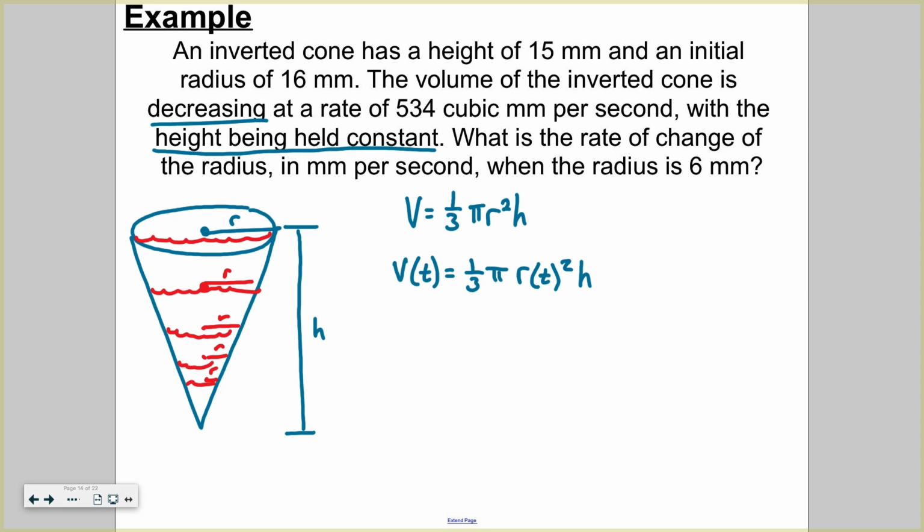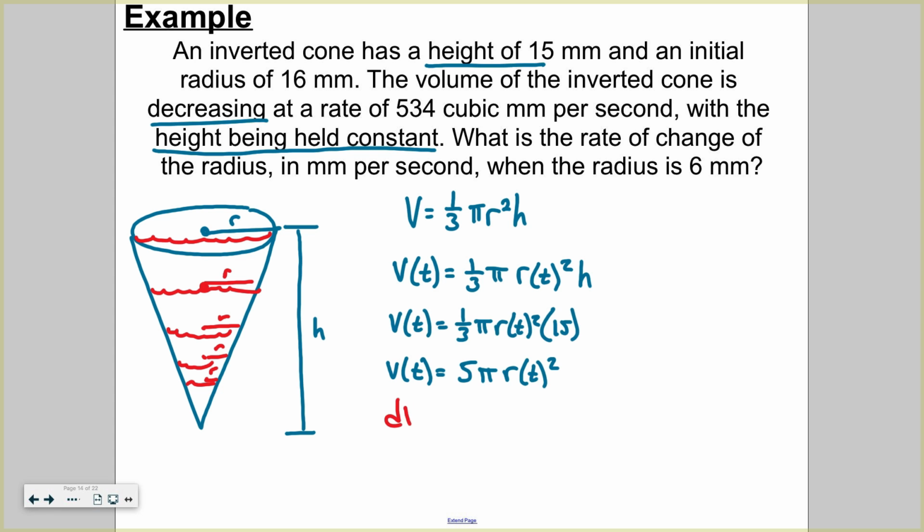Alright, so we can substitute the value in for h. We know that the height is 15 millimeters. So this will be v of t is equal to 1/3 pi r of t squared times 15. And I can simplify that down to be 15 times 1/3 is going to be 5 pi r of t squared. Alright, so I just have to take the derivative of both sides.